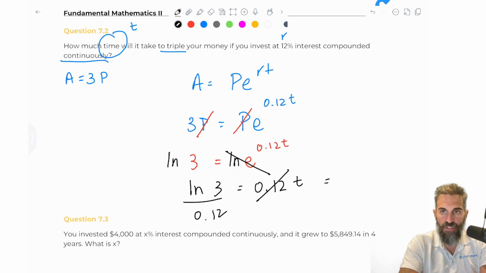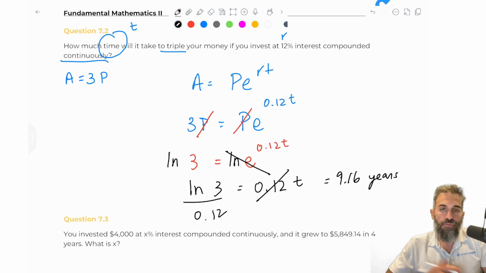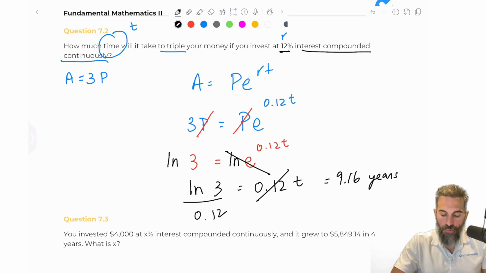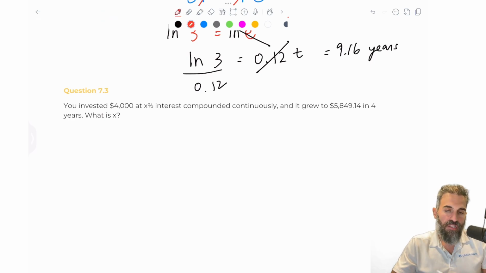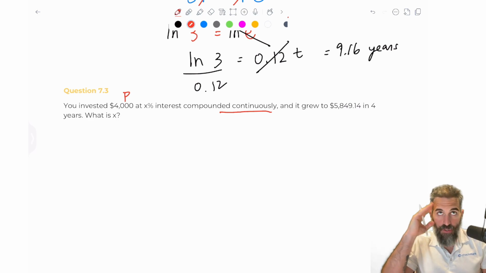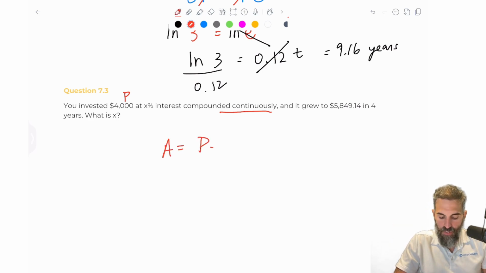ln 3 divided by 0.12 is 9.16. So it'll take about 9.16 years to triple your money at this rate if you compound continuously. One more, similar. This time we're solving for the rate. You invested $4,000, that's your P. At X percent, we don't know the percentage. Compounded continuously, again, keyword. So now, okay, that's my formula, A equals P e to the r t. It grew to this much, that's A, that's your future value, and it happened in 4 years. That's T. Plug it in.